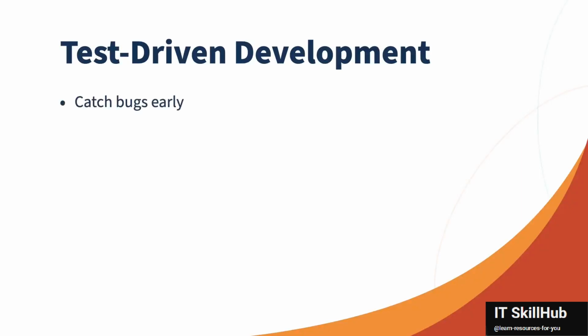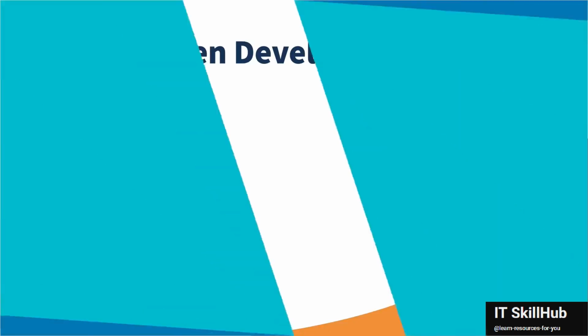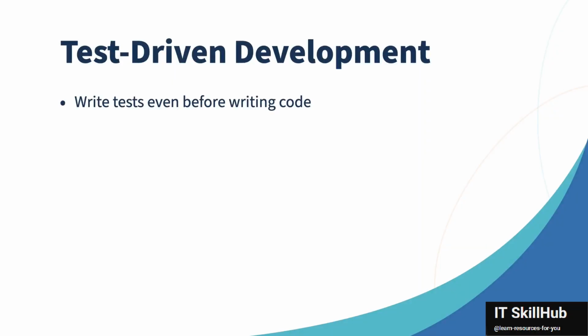Test-driven development is an approach that helps you catch bugs earlier in the development process, improve code quality, and increase confidence in your code base. It's a process where you write tests even before you write the code. I'll show you an example.